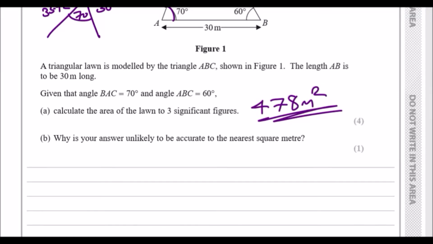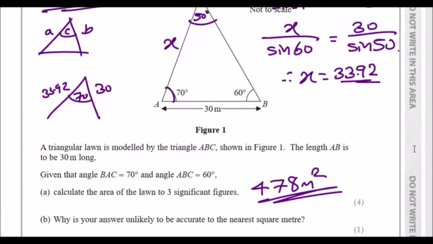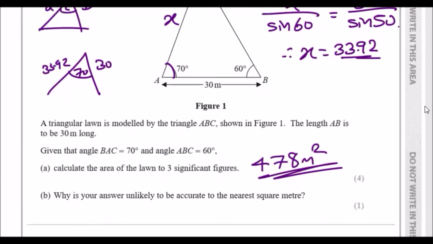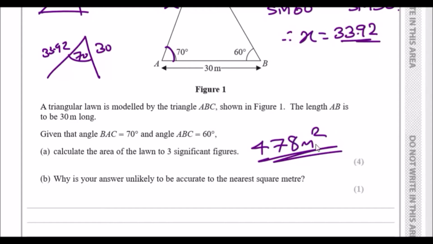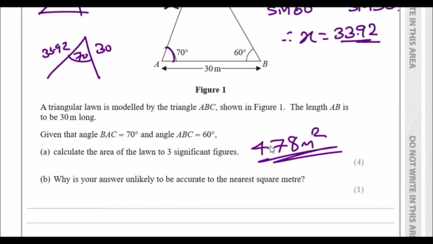So for part B: why is your answer unlikely to be accurate to the nearest square meter? This is one of those thinking questions. Logically speaking, and I've checked the mark scheme to confirm this, the general idea is to put this in a real context. This is talking about a 2D map of a lawn. If you look at your garden, there's a good chance it isn't 2D, so it isn't flat. It's probably a bit bumpy and might have a few hills. So the area actually might not be correct.